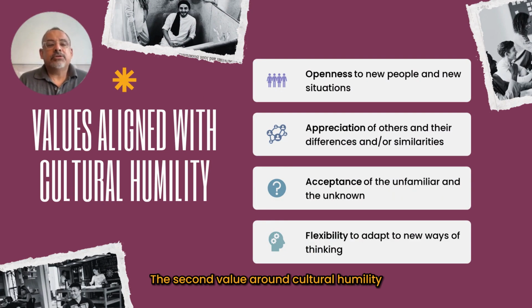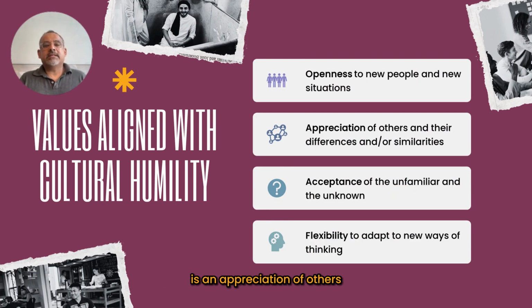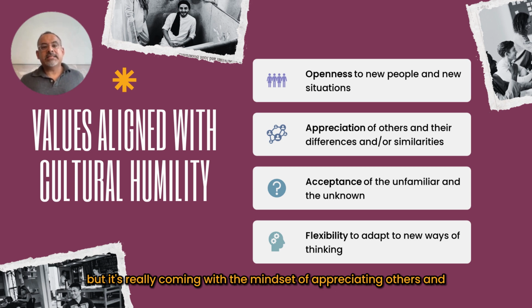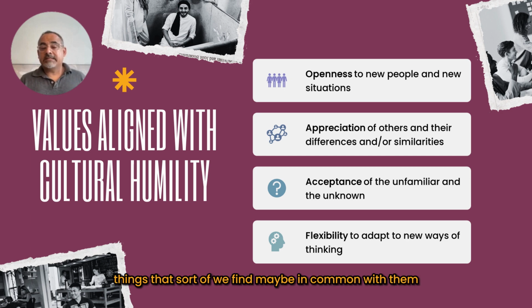The second value around cultural humility is an appreciation of others and their differences and their similarities. Part of it is not judgment. Now, biases and judgment, human beings, it's in our nature to do that. So we check ourselves with that, but it's really coming in with the mindset of appreciating others and things that we find maybe in common with them, but also things that are different.